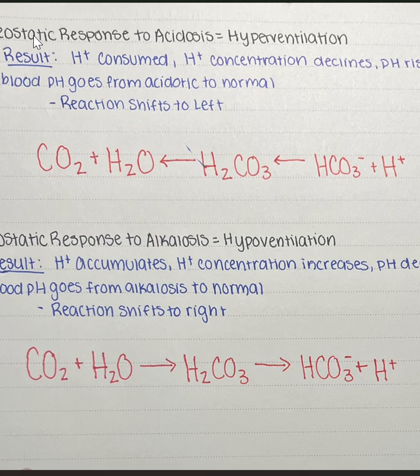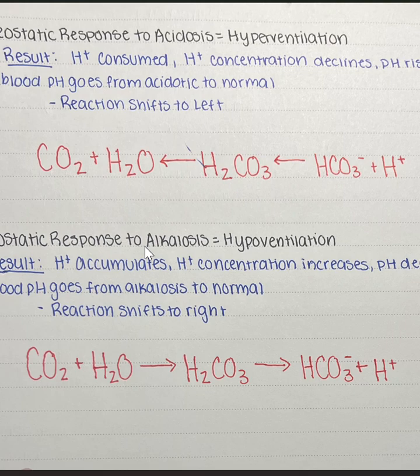This very top reaction is what occurs. Hydrogen ions are consumed on the very right side, which causes the hydrogen concentration to decrease, therefore raising the blood pH level, and the blood pH goes from acidotic to normal. So in this case, the reaction shifts to the left.